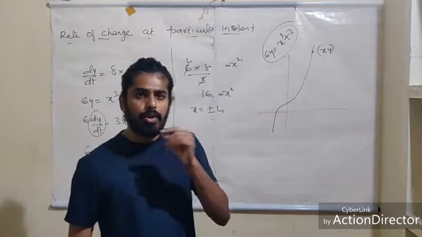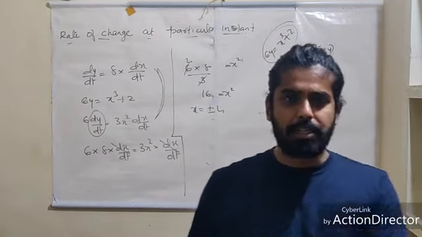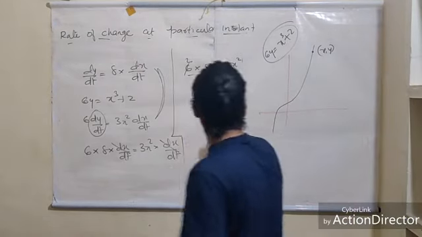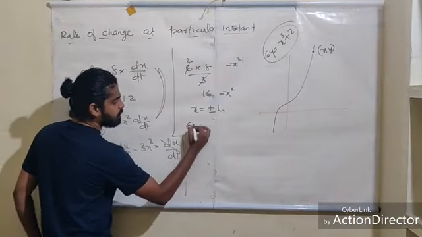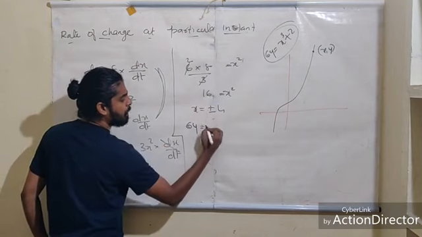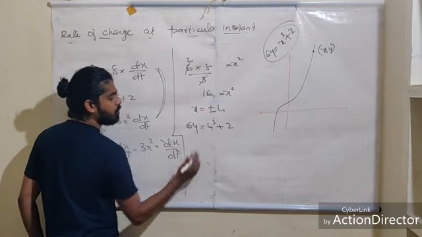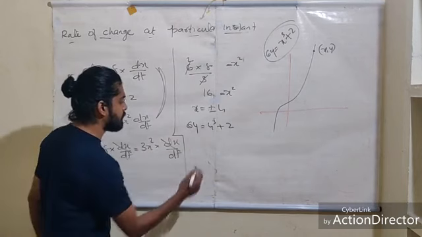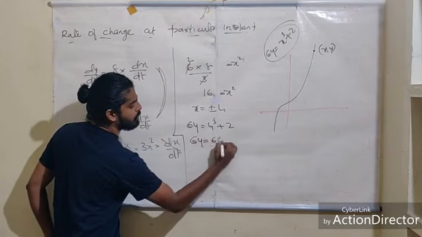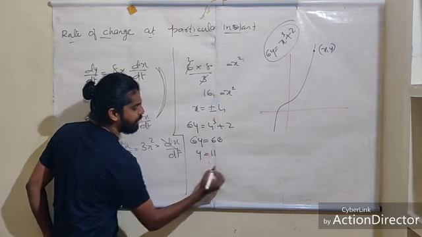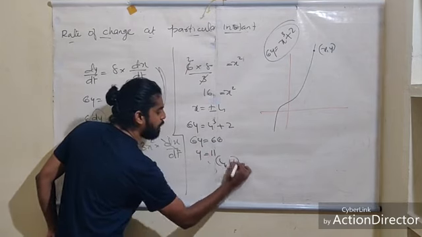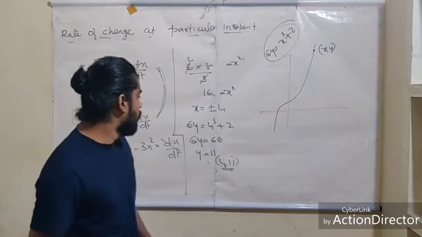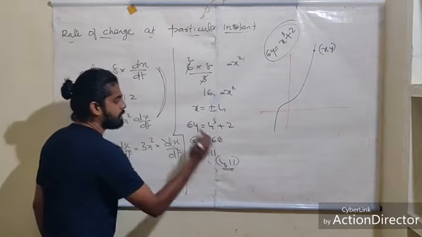Then in order to find the point, we have to find the coordinates. We have to find the y coordinate also, right? So let us substitute this 4 at this place. So 6y is equal to 4 cube plus 2, and 4 cube is equal to 64, right? So 64 plus 2 is equal to 66. So 6y is equal to 66. So y is equal to 11. So 4 comma 11 may be one point where the change of y coordinate is 8 times as fast as this coordinate.